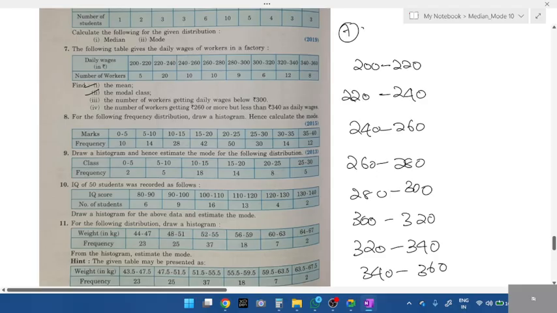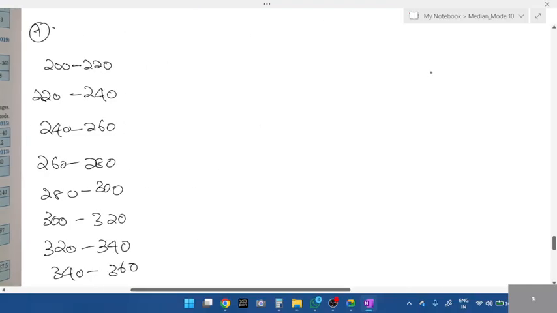Mean and modal class. See, mode, number of workers. Second, third, fourth question. Using this value, we can find, students. But for mean, this is not possible. All of you unmute and tell me the formula for mean. How do you find mean, students?